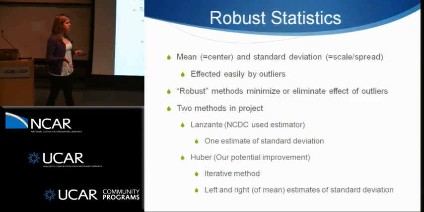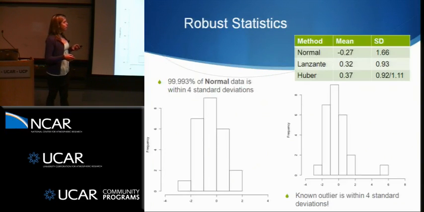So there are 2 methods in my project. The Lanzante method, which was used by the NCDC, only gives one estimate of the standard deviation, so it could be a problem for skewed distributions if you want to catch that tail. And then the Huber, which is our potential improvement, is an iterative method, but it gives a left and right of the mean estimate of the standard deviation, so hopefully capturing skewed distributions a little bit better.